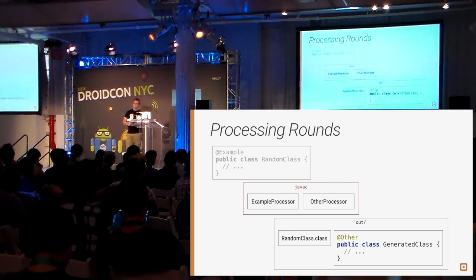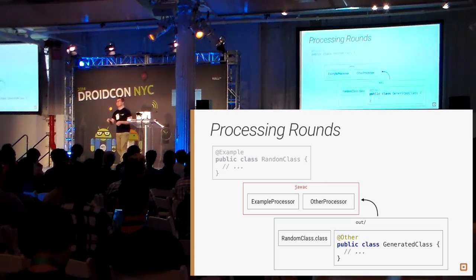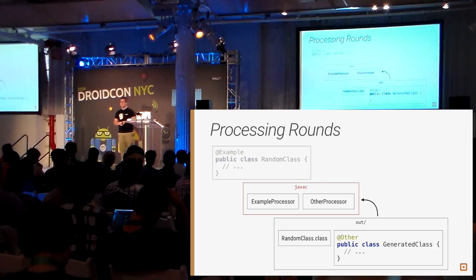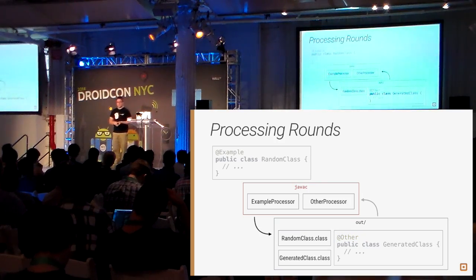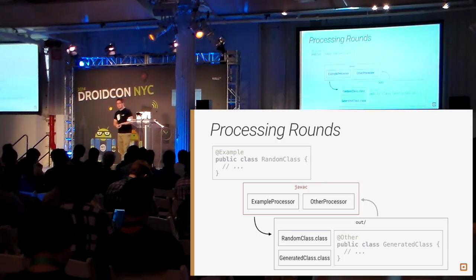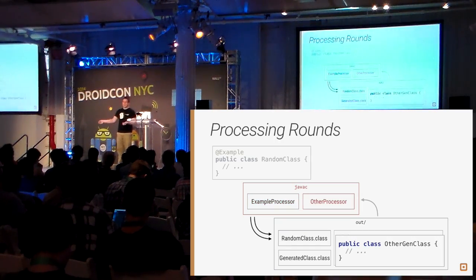What actually happens is that the filer notices that a source file was emitted, and it's going to trigger another processing round, and it's going to return that source into JavaC for compilation. So we spit out our generated class. Example processor runs. In the inputs that we got here, there's nothing to do. But now our other processor is going to run, and it's going to spit out some other generated source file.